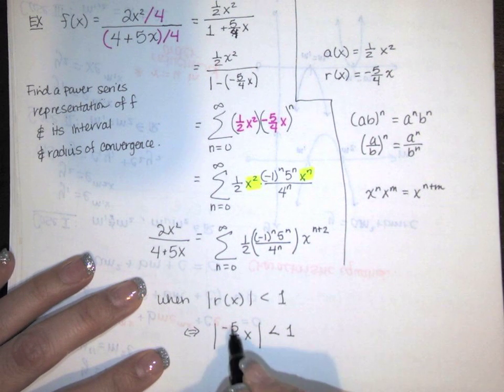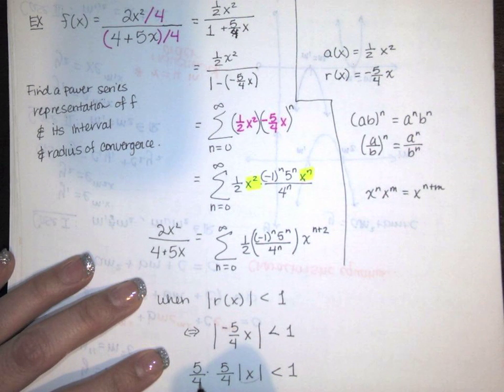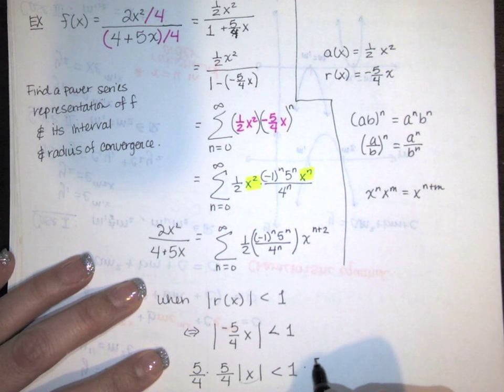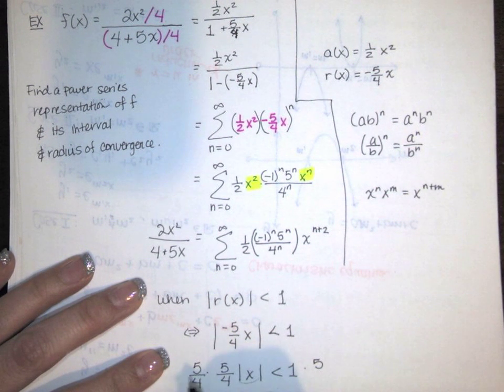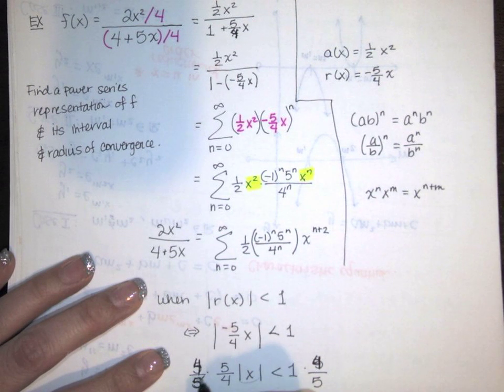When I take the absolute value, that negative will be gone, so I can factor out the 5 over 4. And to get the absolute value of x by itself, I'll multiply both sides by the reciprocal of this. I wrote 5 over 4 twice. 4 over 5. The 5's reduce, the 4's reduce, and now I've got the absolute value of x is less than 4/5.